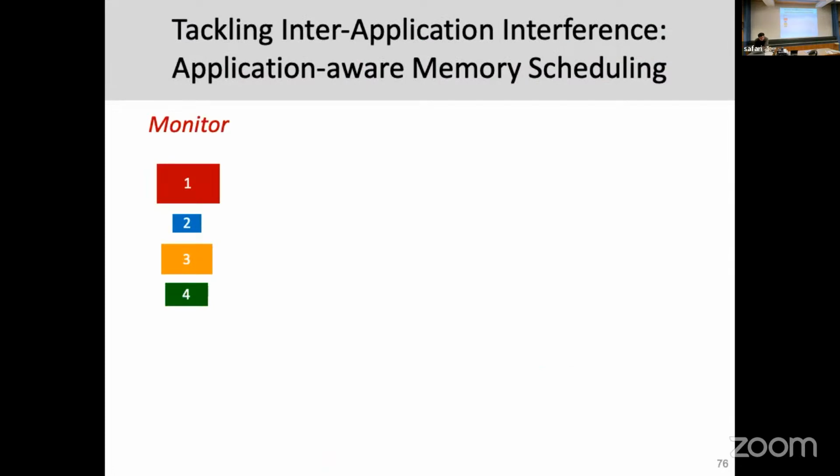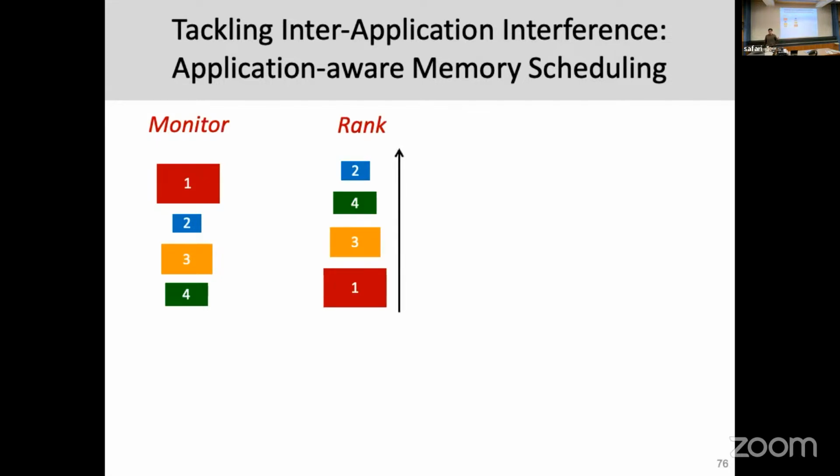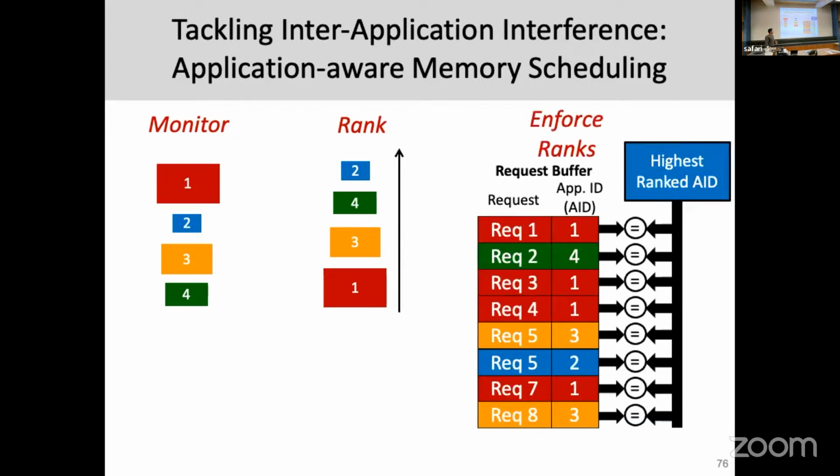So this paper argues basically this is how we do intelligent scheduling in the context of quality of service, right? We look at our threads, we monitor their execution statistics, execution characteristics, and we rank them based on the priority we want to apply. And then we enforce this ranking in the memory controller and prioritize requests based on that.